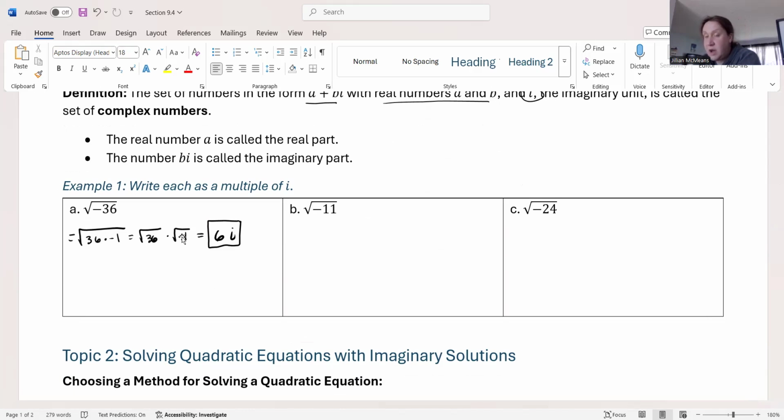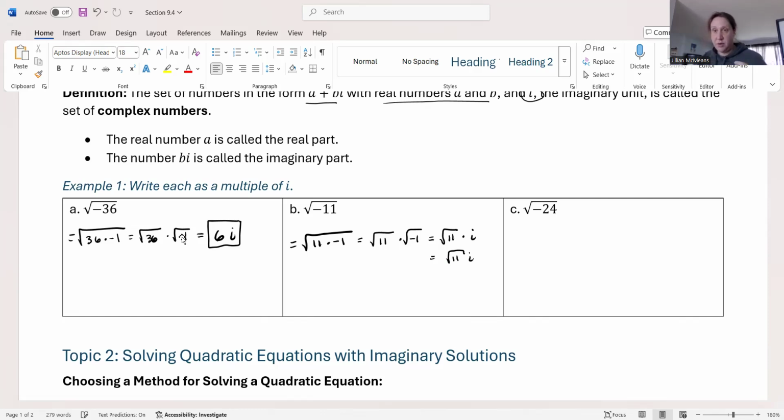Okay? Now for part B, we have the square root of -11. So I could rewrite this as the square root of 11 times -1. We can separate that as the square root of 11 times the square root of -1. Well, the square root of 11 is as good as it's going to get. It can't be simplified. There are no perfect square factors in 11 that we could simplify out. So this is just the square root of 11 times i, which we would really just write as the square root of 11 i.